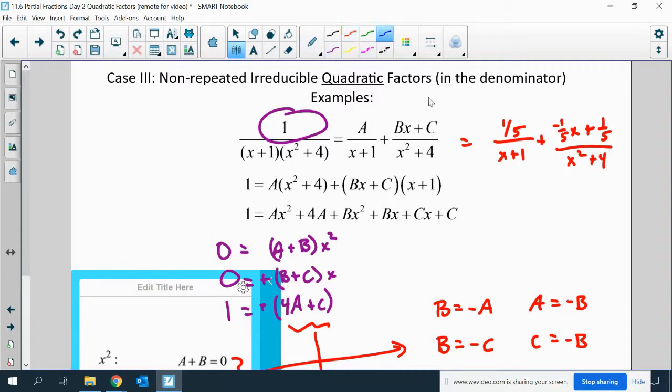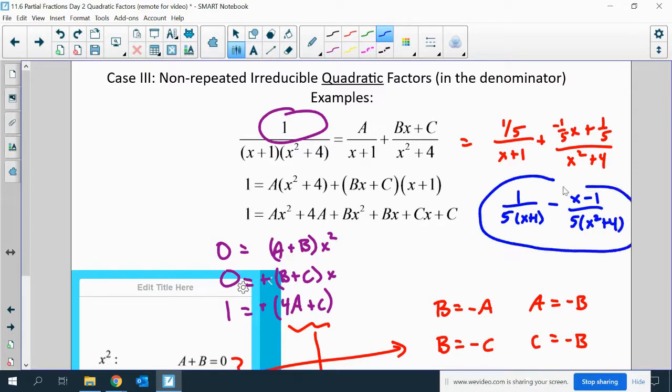I could write this a whole lot nicer if I realized that all of my constants are 5. So I can say 1 over 5 times x plus 1, or all my denominators are 5. 1 over 5 times x plus 1. And then I can also factor out this negative in the front. And so then I could have x minus 1 over 5 times x squared plus 4. And then that would be the answer to that problem written as nice as I can make it.